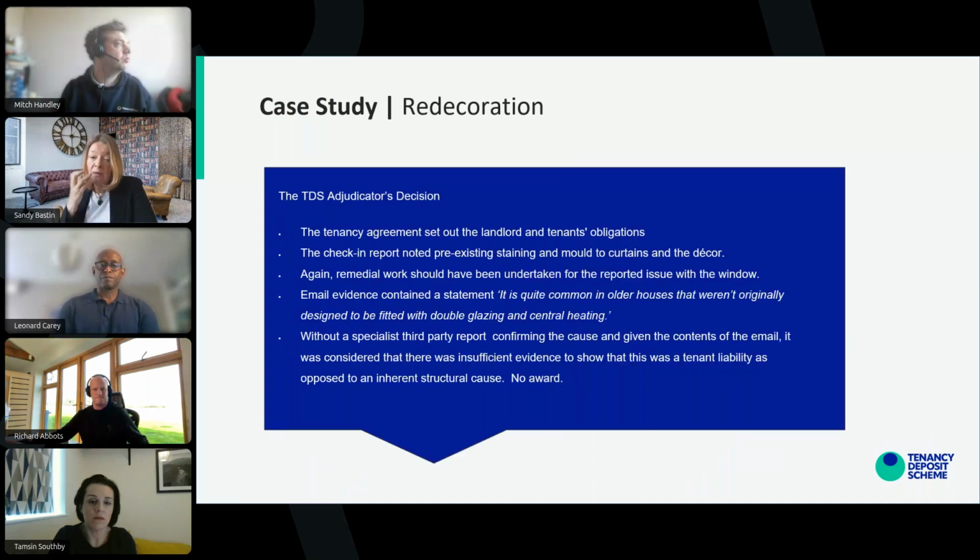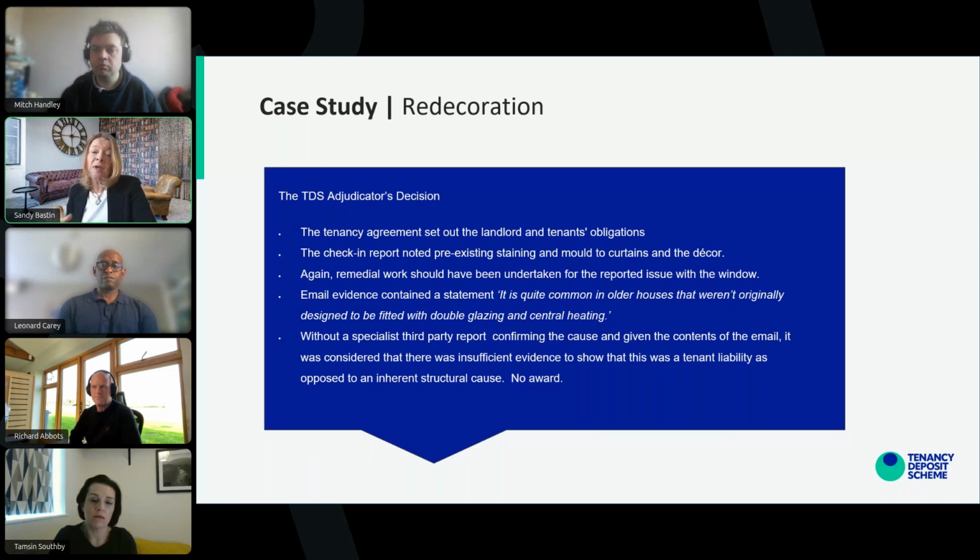So again, we've got the tenancy agreement. The check-in report noted pre-existing staining and mould. So I think this is where it ties into the check-in, and exactly the extent of detail that you need to go to, looking behind cupboards, etc. Sure giveaways are the sealant in showers, perhaps a shower curtain around the windows. And in this particular case, there was a clear problem actually with damp and mould in the property before the tenancy, when the tenants moved in, and there was an issue with the window that didn't open.